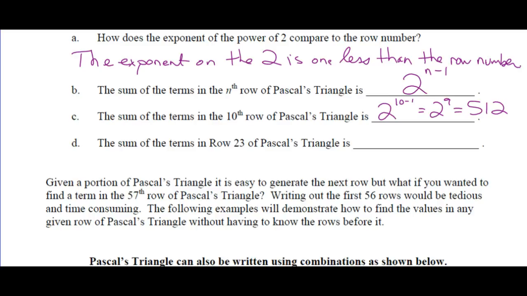You can pull your calculator out for that, or especially for the next one, because what's the sum of the terms in the 23rd row? So it's 2 to the 23 minus 1, which is 2 to the 22, which you need a calculator for, or I think I might have answers written down.